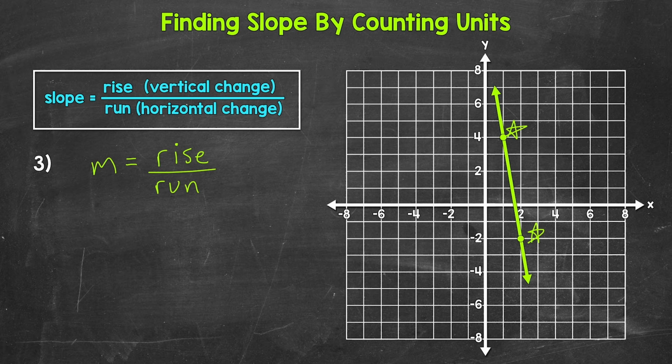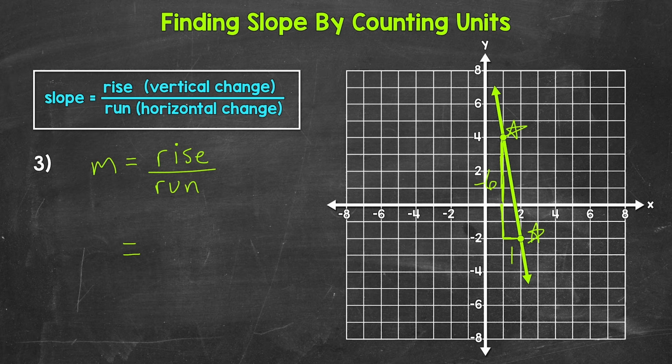Let's start with the rise, and we're going to go down in order to align with the other point. So starting here, we go down 1 unit, 2 units, 3 units, 4 units, 5 units, 6 units. So our rise, the vertical change, is -6 since we went down. Now we need our run, the horizontal change, and we only go over 1 unit here, and we went to the right, so this is a +1. So our run is 1.